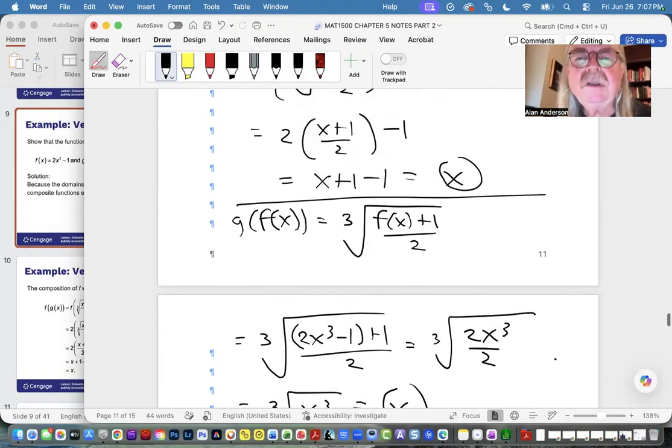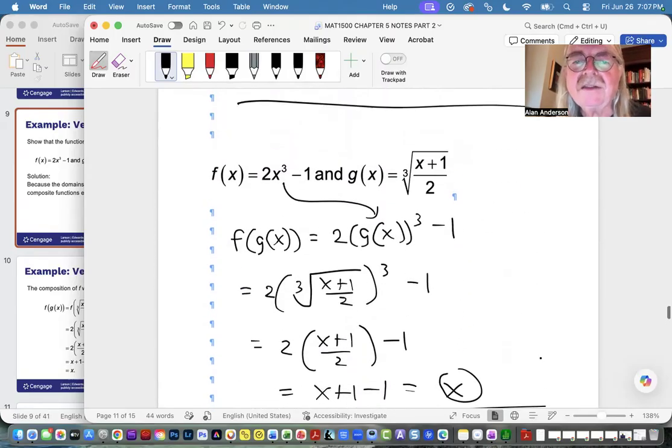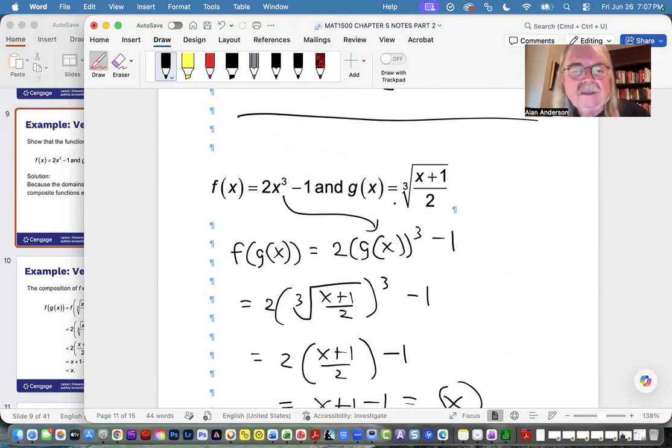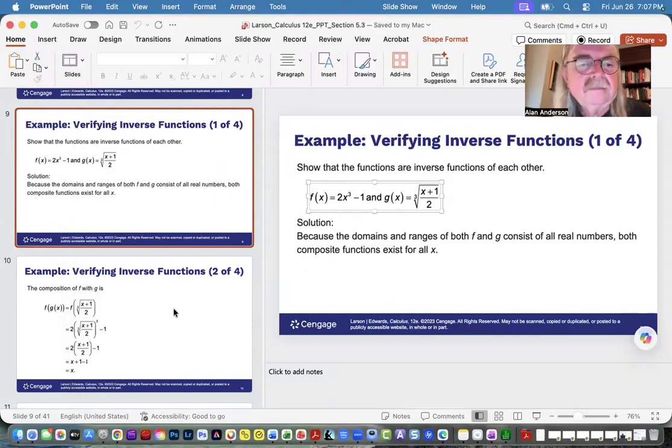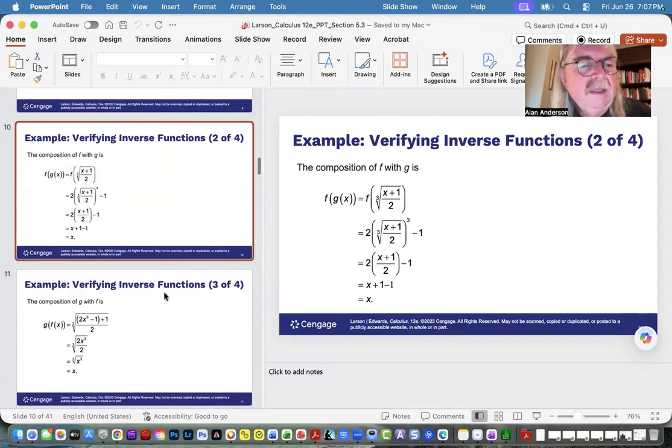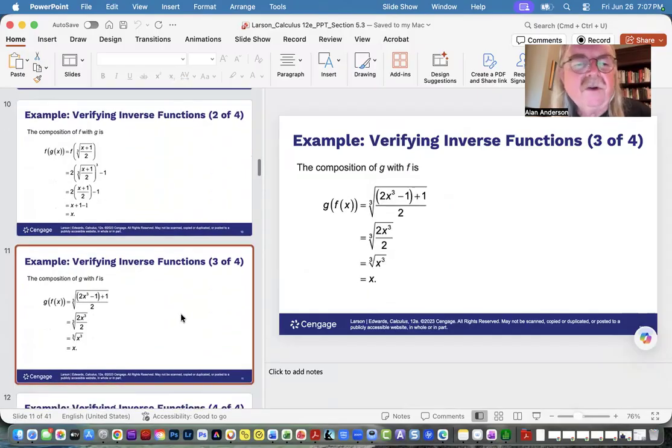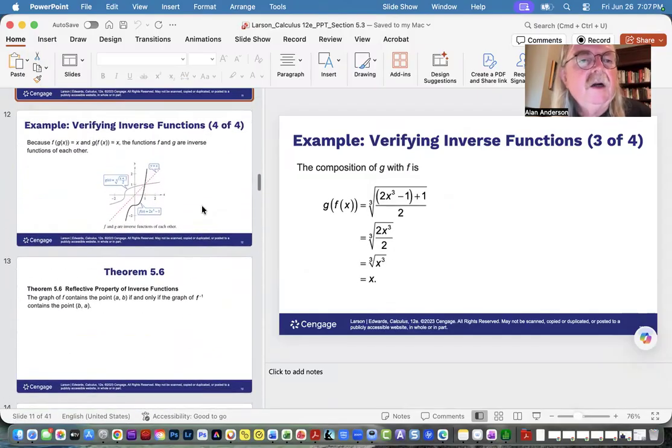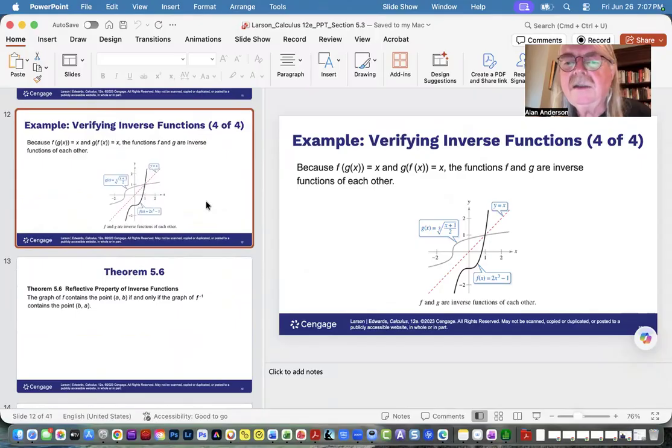But how in the world did we know in the first place that they're inverses of each other? Okay, so they're confirming it, but here's what they want you to see. Well, this is the graph that helps confirm it.